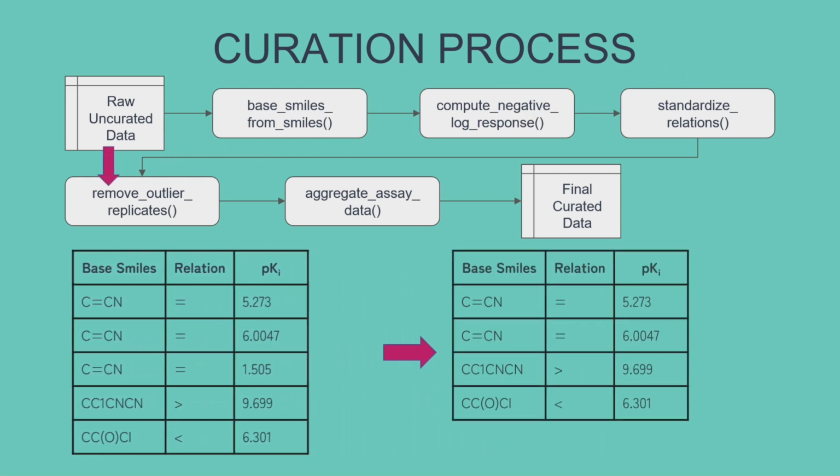As with any data set, there are always outliers that have to be removed. And so to address this, we employ remove_outlier_replicates, which identifies any compounds in the data set that have multiple entries. And if they do, it ensures that if there are any outliers, they are removed from this data set. In this case, look at the pKi of 1.505. It is drastically different than the other replicates in its group, and thus we will kick it out of our data set.